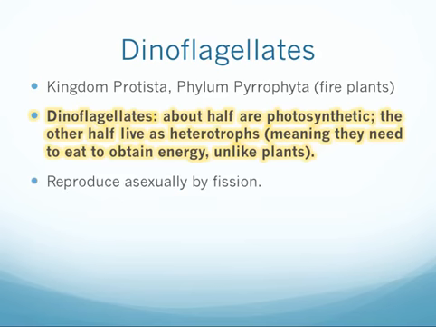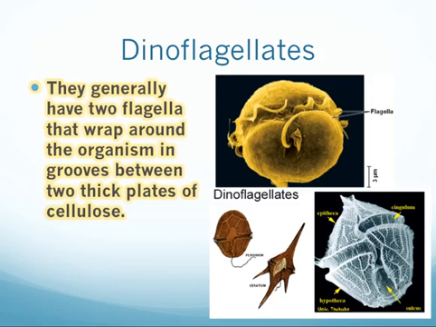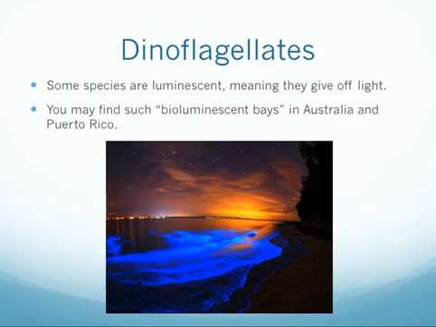They reproduce asexually by fission, and they generally have 2 flagella that wrap around the organism in grooves between 2 thick plates of cellulose. So again, this is unique to dinoflagellates. Flagellate refers to the flagella part of them, so they have 2 flagella that wrap around them in grooves. There can be kind of these cylindrical ones or this more spiky one. There's a large variety of dinoflagellates. Some dinoflagellates are luminescent, meaning they give off light, and you may find such bioluminescent bays in Australia and Puerto Rico. And I've personally never been to one, but it would be pretty amazing to see. And that bioluminescent light is caused by these tiny unicellular protists, dinoflagellates.